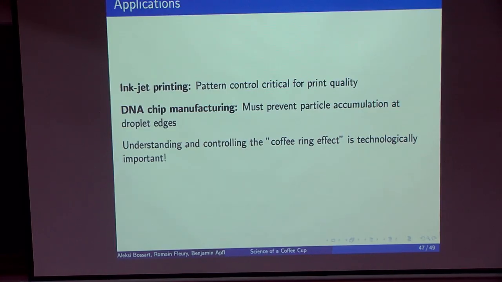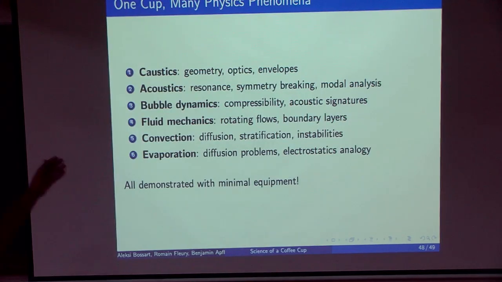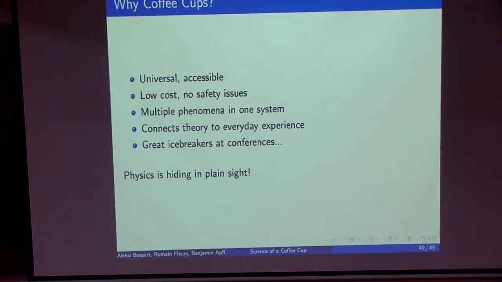Anyway, from one cup we could get 6 phenomena out of it. Why coffee cups? This is why the paper argues that coffee cups are a great idea: they are universal, they are low cost, and have no safety issues. We can do 6 phenomena with them and connect scale to everyday experiences, and it was a great icebreaker at the conference where it was given.